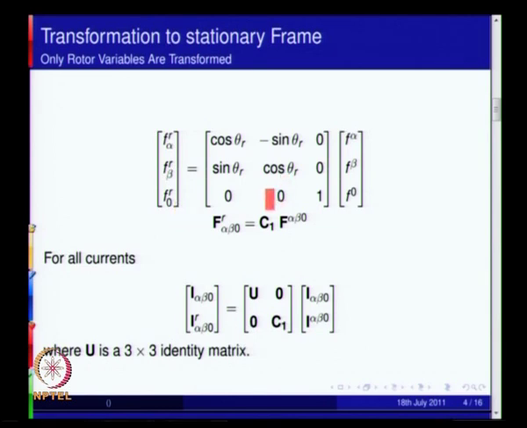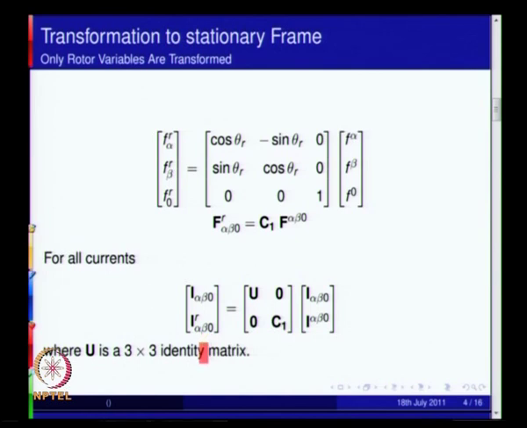So, in order to apply this for all the variables in the machine, you then arrive at a matrix description like this, where I alpha beta 0 of the stator remains the same, U is an identity matrix. So, I alpha beta 0 is identity matrix into I alpha beta 0, that means there is no transformation for the stator, whereas for the rotor, I alpha beta 0 of the rotor is multiplied by C1, that is the matrix that you see here, and it results in the rotor variables being referred to the stator alpha beta axis. The superscript R denotes that it is a rotor.